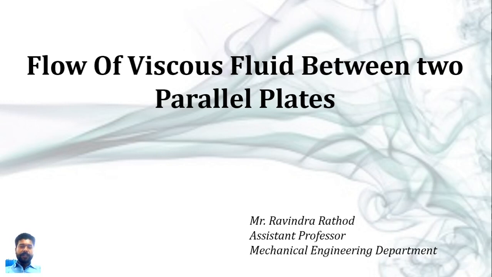Today we are going to start our new topic, that is the flow of viscous fluid between two parallel plates. If we talk about our previous session, we have already covered the flow of viscous fluid through the circular pipe, and at the end of that session we had concluded and found one formula, that is the Hazen-Poiseuille formula, which is used for head loss due to friction. In this session we will find one more head loss formula, that is for the flow of fluid between two flat parallel plates. So let's start today's session.